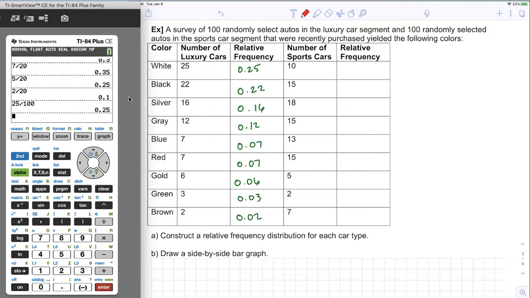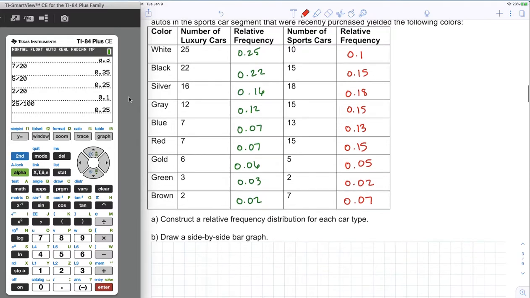So same thing, move the decimal 2 places to the left, so 10 will be 0.1. I'm doing that because we happen to be dividing by 100 on this particular example. 0.18, 0.15, 0.13. So usually you'll have to divide every single frequency by the sample size. The sample size won't typically be a nice number like 100.